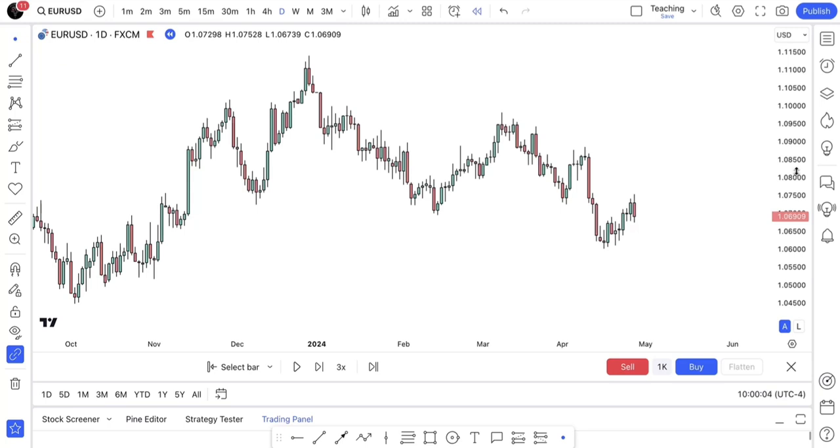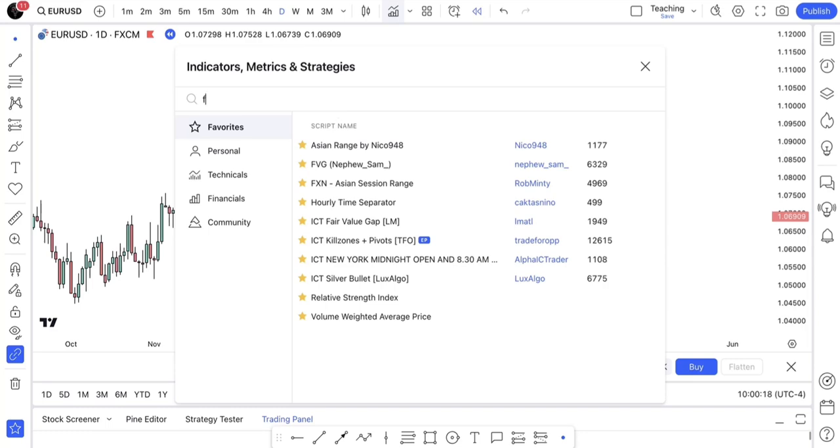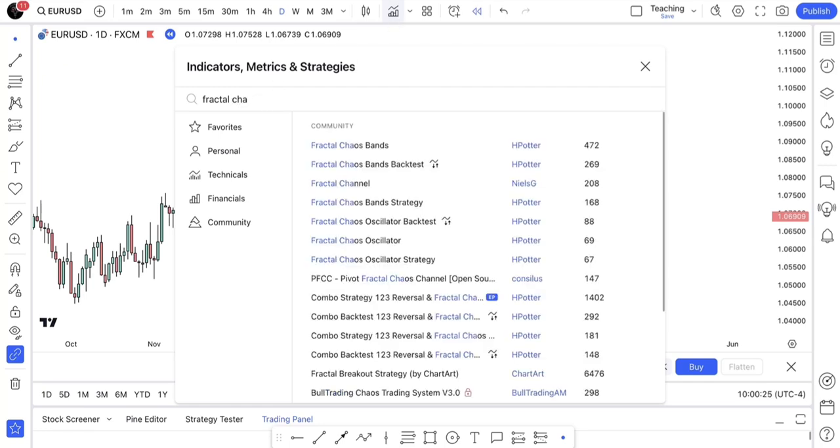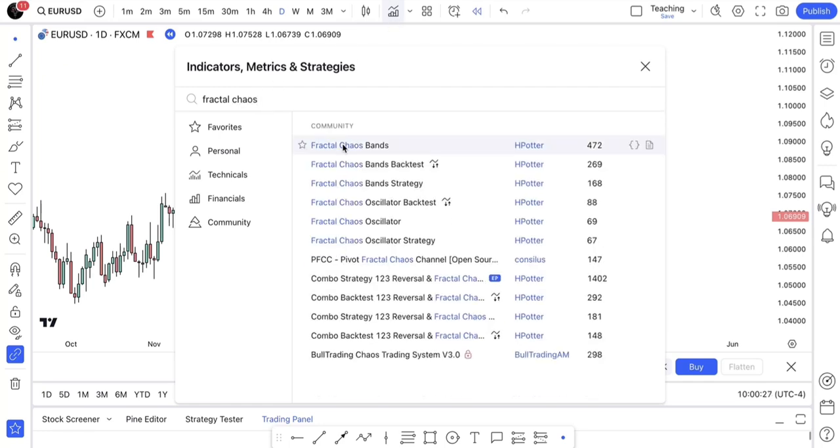Today we're going to analyze a strategy for trading using the Fractal Chaos Bands, and it's really very similar to other band indicators. Let's apply it on the chart first. On TradingView, you should select the indicators button and then search for Fractal Chaos Bands. I will select the first one.